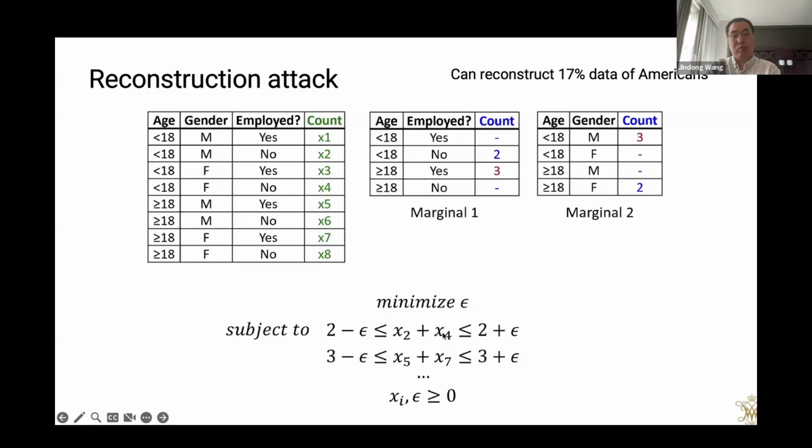X is a real number, so we can solve them. This is how you do the reconstruction attack. There is a survey saying that this linear equation system can actually reconstruct 17% of the data of Americans. This is amazing, right? Even before reading this part, we wouldn't know that by only giving you information of age, gender, and employee, you can still do many, many things by listing these linear equations.